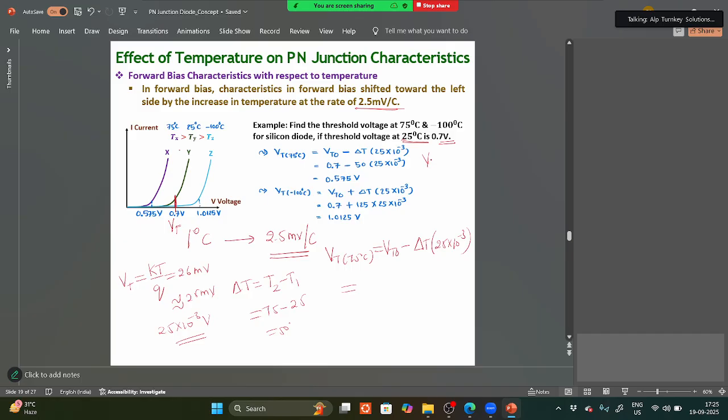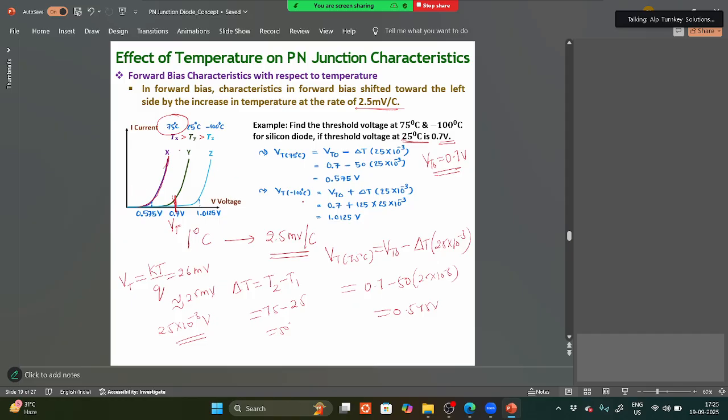Vt naught is given, that means the threshold voltage at room temperature. So what is the threshold voltage at room temperature? 0.7 volts. So 0.7 minus what you got, 50 into 25 into 10 power minus 3. So here you are getting 0.575 volts. Initially this is 0.7 volts. If you increase the temperature by 75 degrees Celsius, you are getting this curve at 0.575. This is for if you increase the temperature.